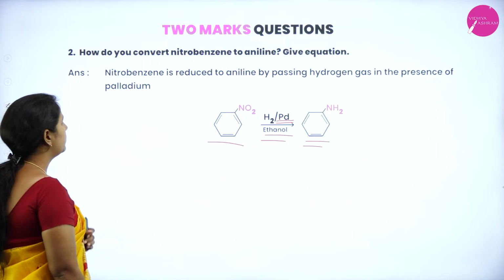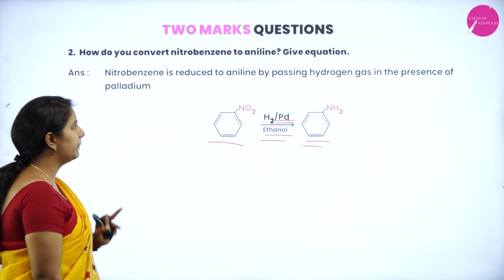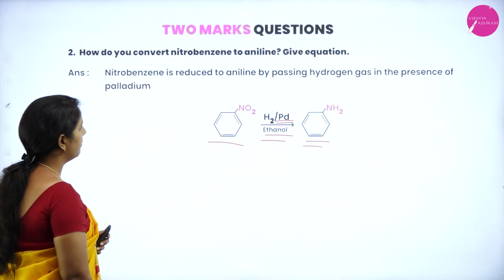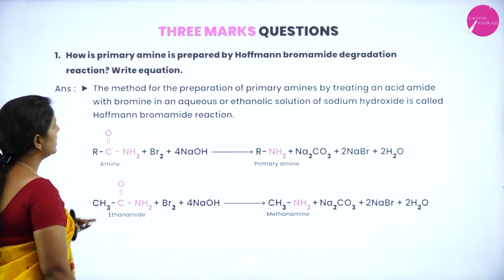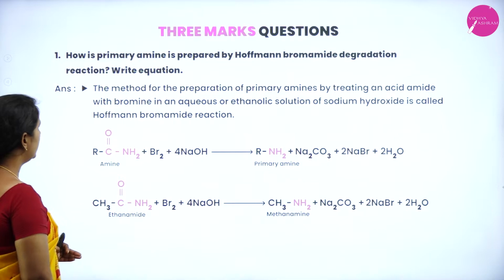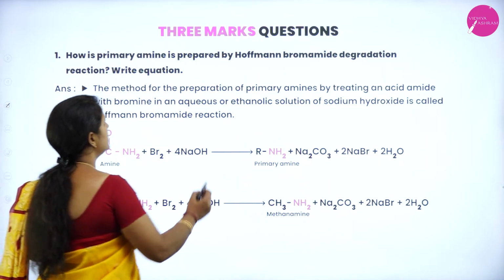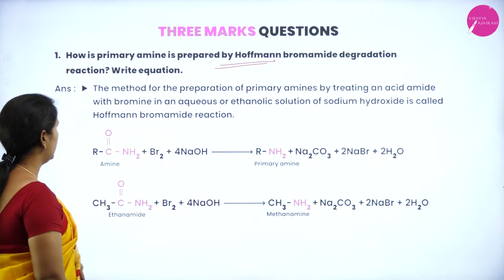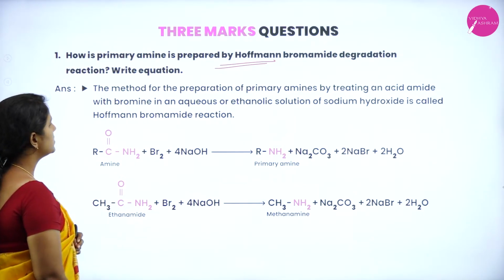Okay, so nitrobenzene is reduced to aniline by passing hydrogen gas in the presence of palladium. Next, we'll see the 3-mark questions. The most important question is the Hofmann-bromamide degradation reaction. How is a primary amine prepared by the Hofmann-bromamide degradation reaction?